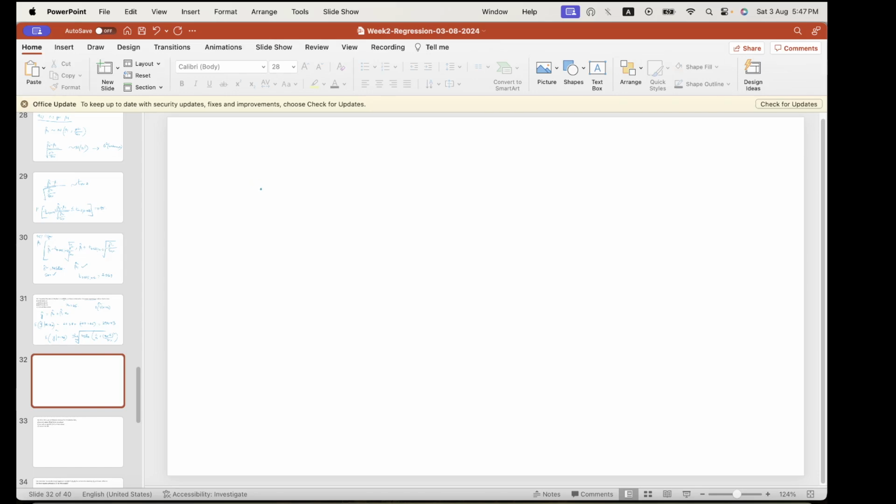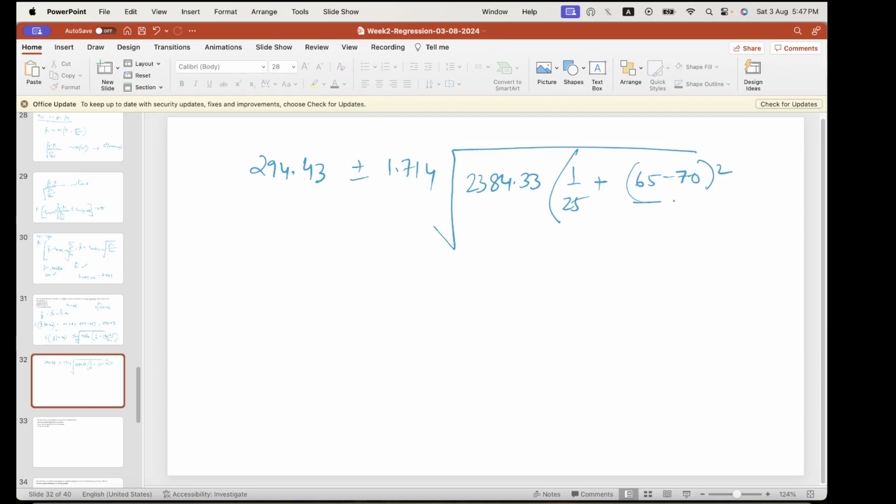Okay, so then we'll just substitute and then find out what the answer is. So how much would it be? It would be 294.43 plus minus 1.714 into root over MS residual, which was 2384.33, times 1 by 25 plus 65 minus 70 whole square by 19800. Whatever comes, that will be the confidence interval. So most likely the confidence interval would be 277.4 to 311.4. Okay, check.